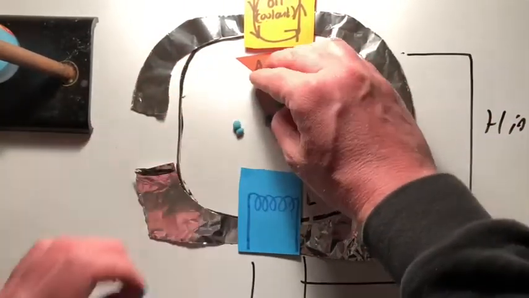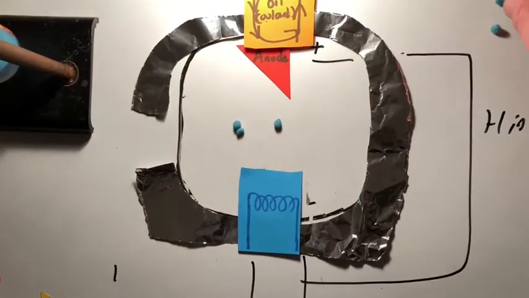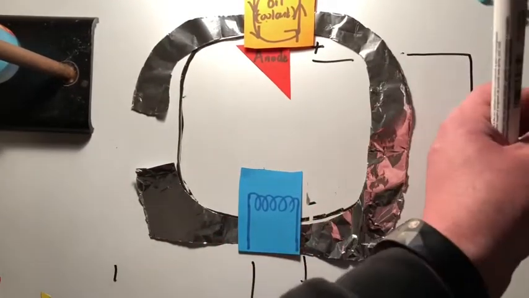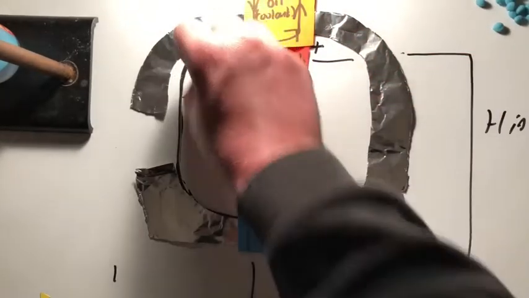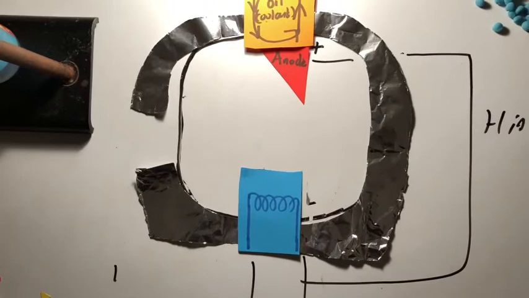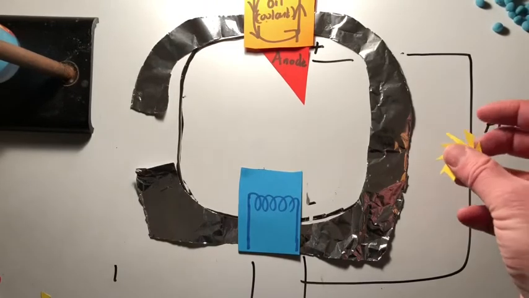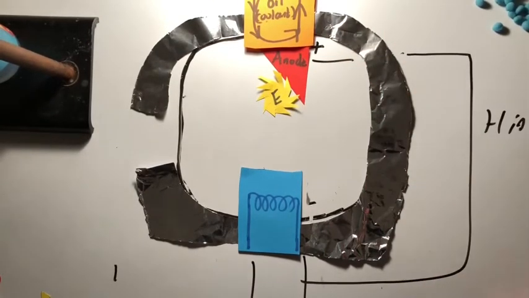So the vast majority of the electrons that hit the anode, their energy is just going to be converted into heat. That's not really what we're looking for. We're looking for X-rays. But every now and again, one will hit the anode and its energy will be released as a photon.